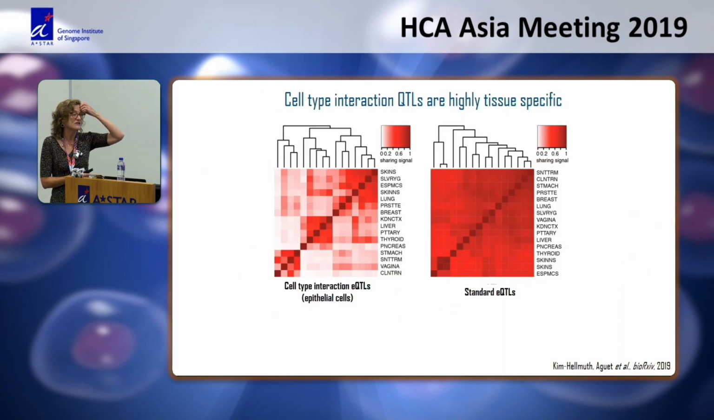Furthermore, these cell type interaction QTLs are far more specific than the eQTLs in terms of tissue specificity. On the right, you see the high level of sharing of these standard eQTLs across the tissues. But these cell type interaction eQTLs, here looking at epithelial cells across these tissues, show far more tissue specificity.